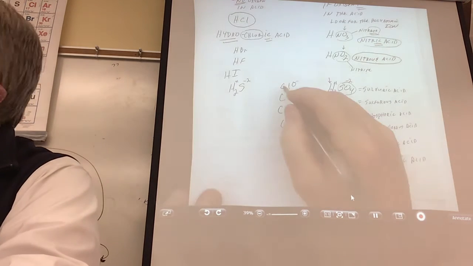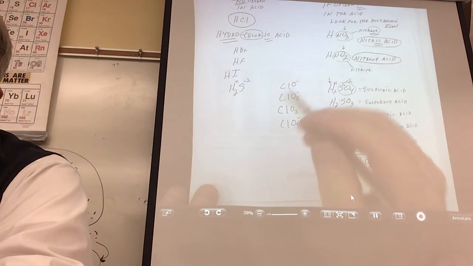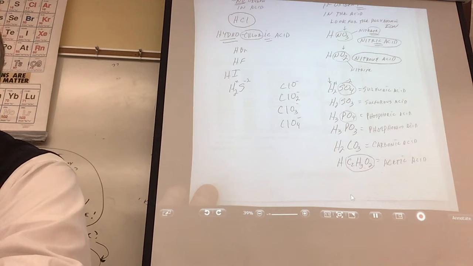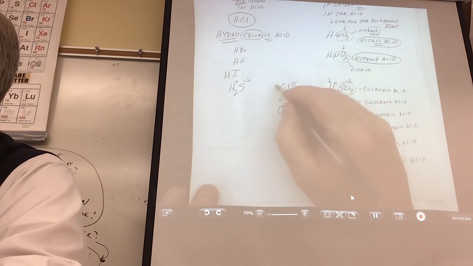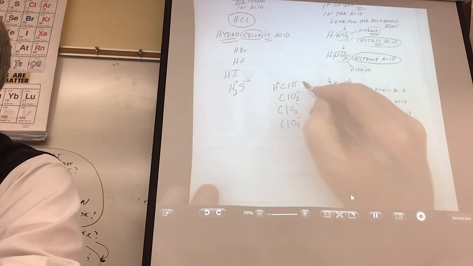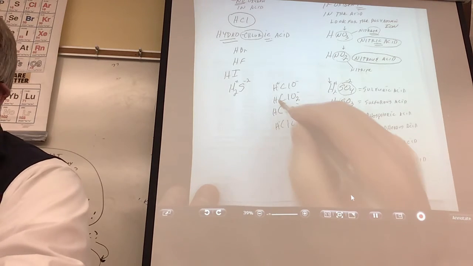So now, how many hydrogens do I need to add to these to make them add up to 0? Everybody in the room should know it. How many hydrogens will make this into a compound? 1. +1, -1. +1, -1. Now we have to name it.